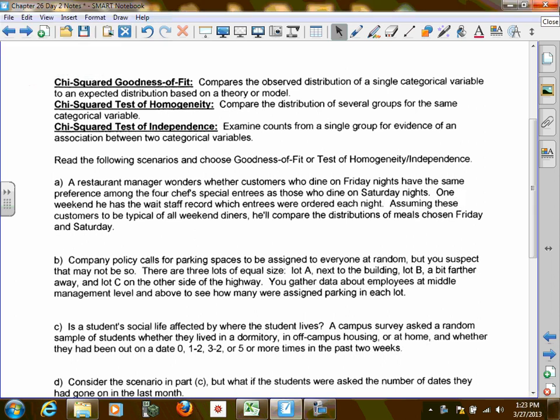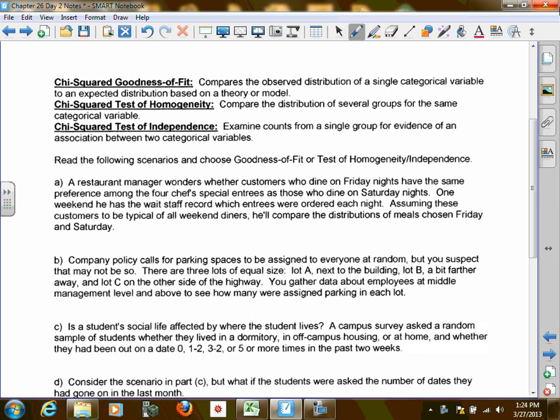Okay, so let's talk about how you tell the difference between chi-squared goodness of fit versus chi-squared test of homogeneity and independence. This is the last page of your notes that we had begun yesterday. It has a whole slew of scenarios, and then we're going to practice telling the difference between them all. Well, you're going to practice. All right. So first, let's discuss chi-squared goodness of fit.